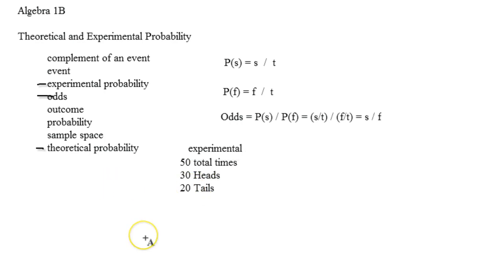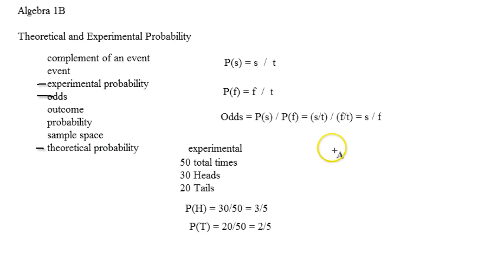Experimental is where you actually conduct the experiment and then you calculate your probability based upon that. So the probability of getting heads would be 30 divided by 50, which is 3/5. So it works out pretty simple. And then the probability of getting tails would be 20 out of 50, which is equal to 2/5. So that's experimental right there.